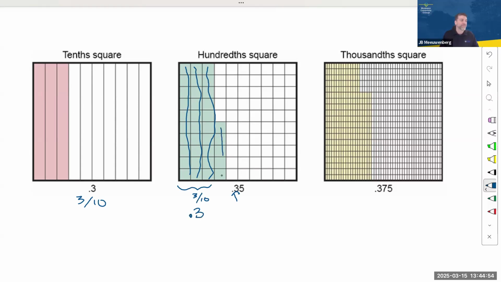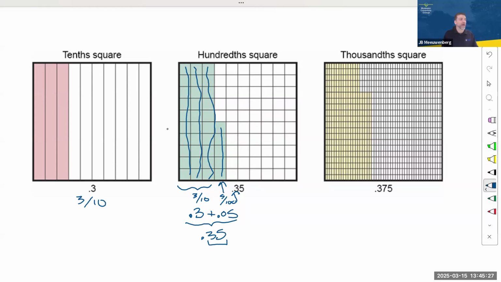This is now five individual little squares out of 100, right? So that right there is 5/100ths. And when we add those together, we get 0.35, 35 hundredths. There are 35 of those individual little shaded squares out of 100. You can see how decimals and fractions are completely linked. This is representative of the same thing.